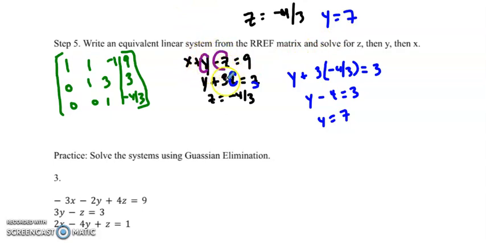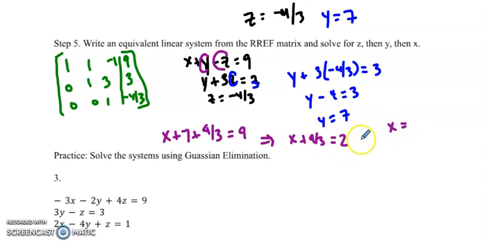both my y and my z into my original equation, my first equation, I should say. So x plus 7 minus a negative 4/3 is plus 4/3 equals 9. I'm going to go ahead and subtract 7 from both sides. So I'll get x plus 4/3 equals 2. And then I'll subtract 4/3 from each side, and I get x equals, let's see, that will give me 2/3. And that is my final answer. And I have now solved that system of equations they gave me using the work to get to reduced row echelon form via Gaussian elimination.